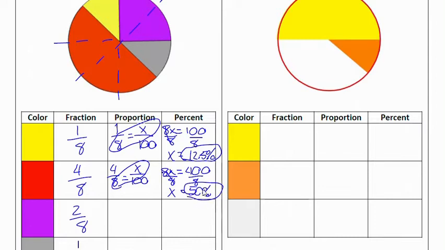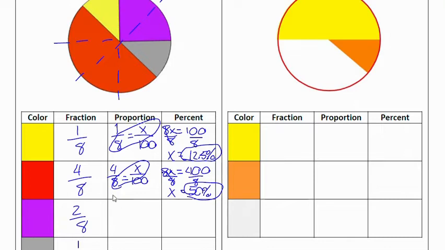Now, some of you may not have even needed to do the proportion for that one, because 4/8 is half. Half is 50%. So if you have 50% memorized, you really don't need to do the proportion.